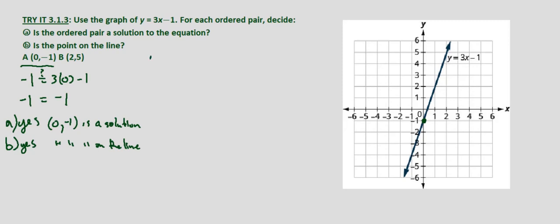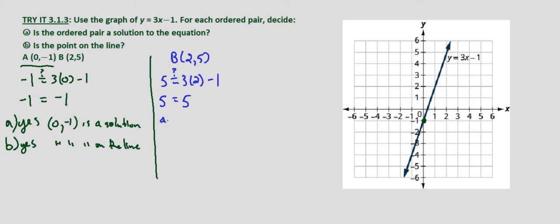Now with point B, we have 2, 5. So to determine part A, is the ordered pair a solution to the equation, we simply substitute 2 for x and 5 for y. So 5, does that equal 3 times 2 minus 1? 3 times 2 is 6, minus 1 is 5. So it is a solution. So yes, 2, 5 is a solution.